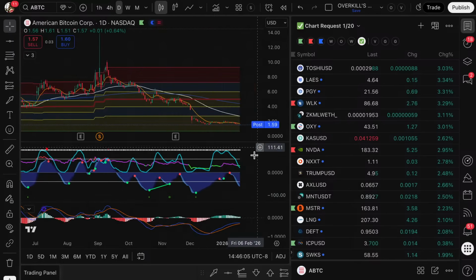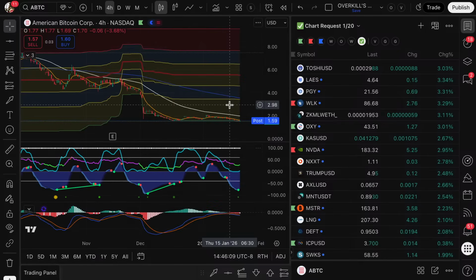It's considered a penny stock here, though. So either look for the daily or buy it here off this 4 hour at 1.50. After this gap down, I really got interested. 1.50 if you want to own it.